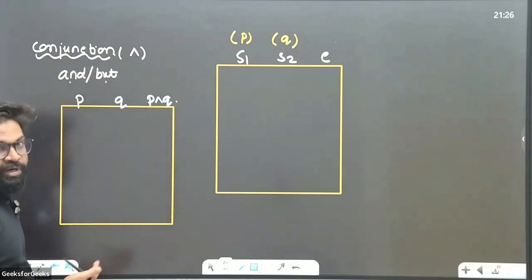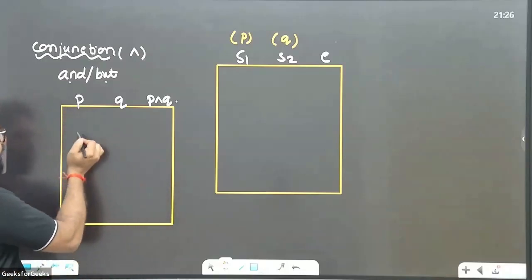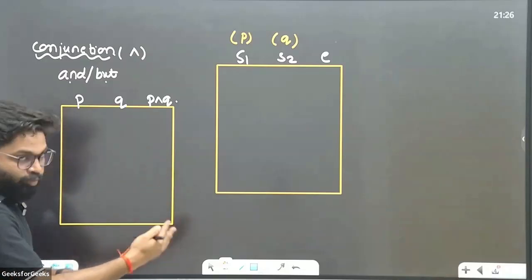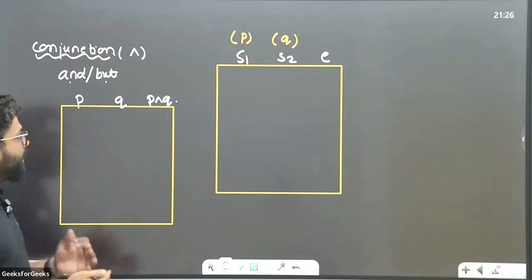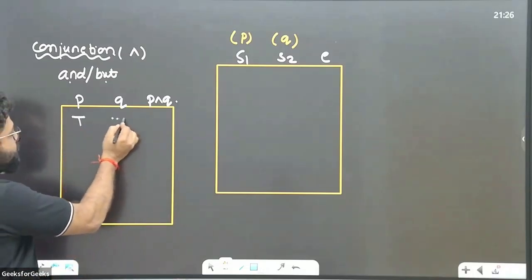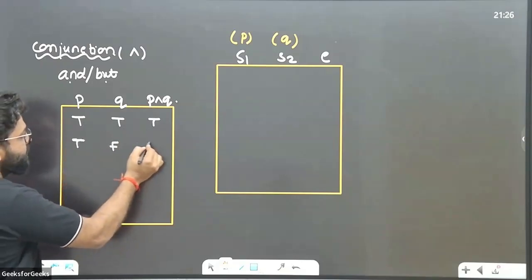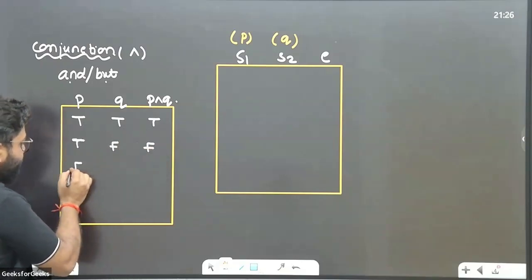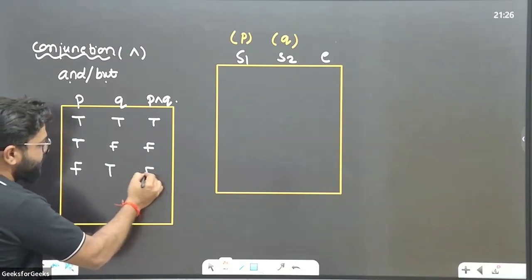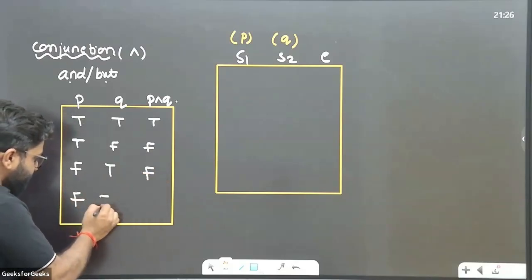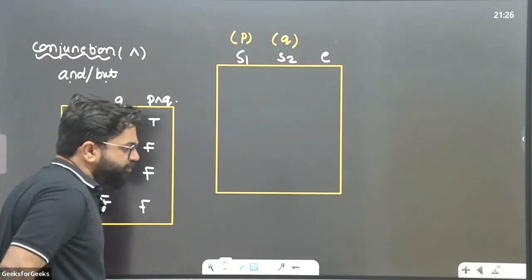Now, how can we define when p and q is true? Everybody knows about it. I'm just giving a brush up, a more inside story about it. So for example, if this is true and this is true, then this statement will become true. If this is true and this is false, then this statement will become false. If this is false and this is true, this statement will become false. And if both are false, then this will become false.